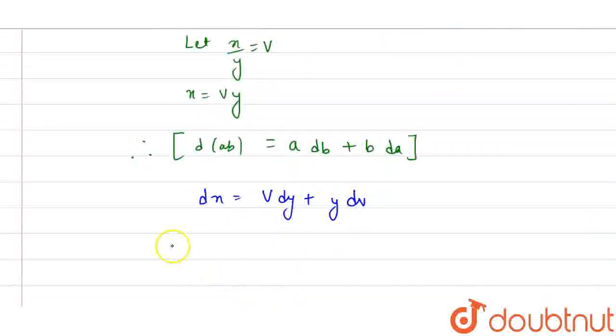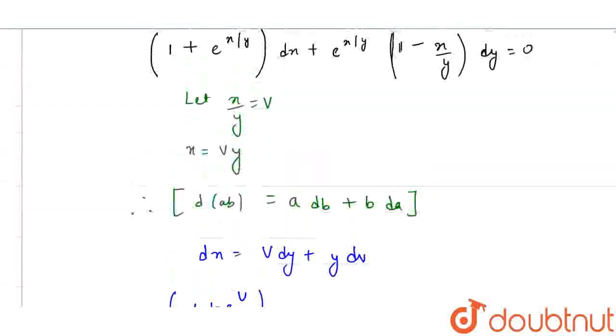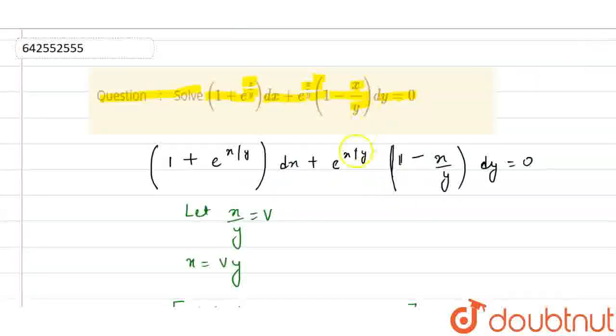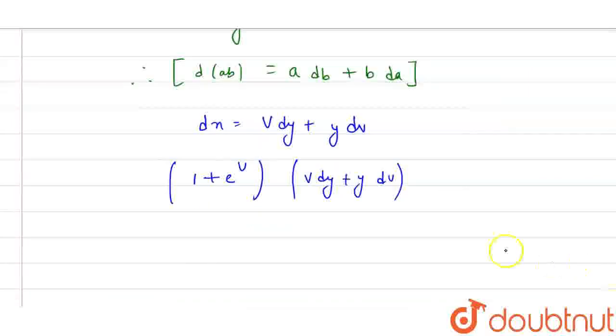Now if we put the values in this equation, the equation is (1 + e^(x/y)) dx, and we have taken x/y as v, so (1 + e^v) dx. The value of dx that we have taken is v dy + y dv, plus e^(x/y), and x/y is v, times (1 - x/y), that is (1 - v) dy, equals 0.